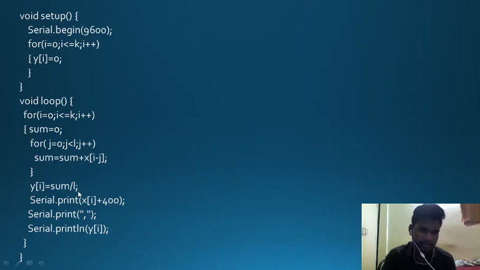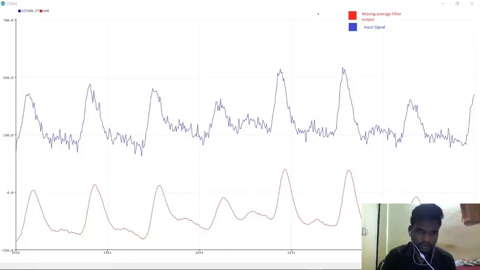Next we are going to print the values, to plot them in a figure. This is the output of the moving average filter. This blue colored signal is the input signal x of i, and this is the output of the moving average filter. As we can see from the difference between input and output, we have filtered out the high frequency noise. So as said, the moving average filter is a low pass filter.